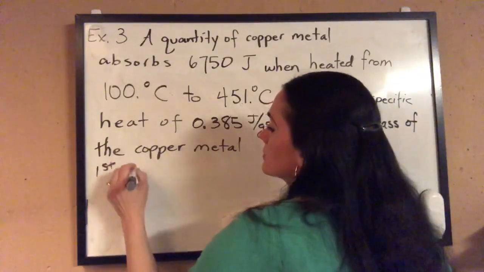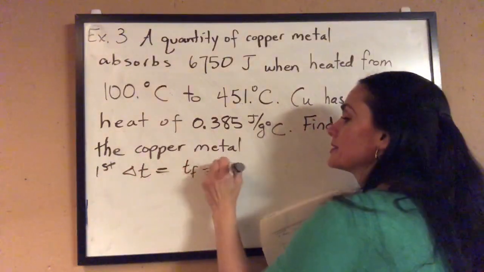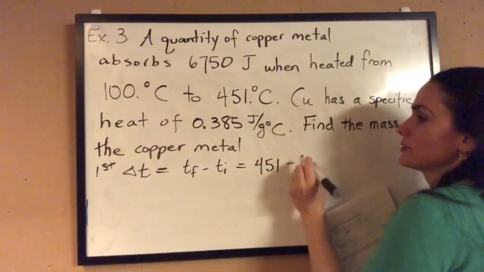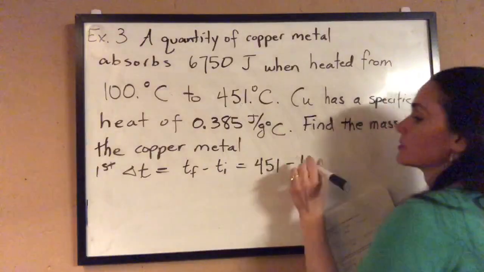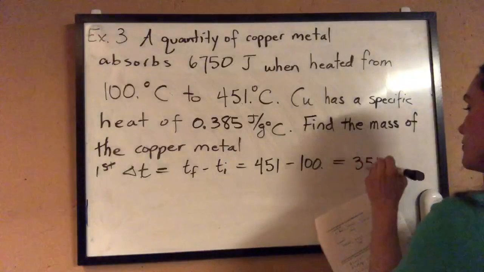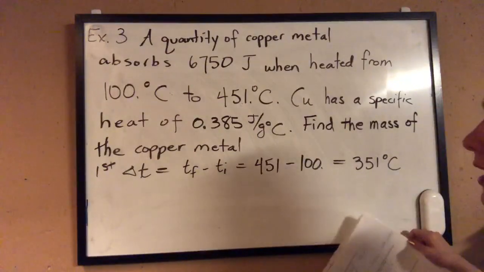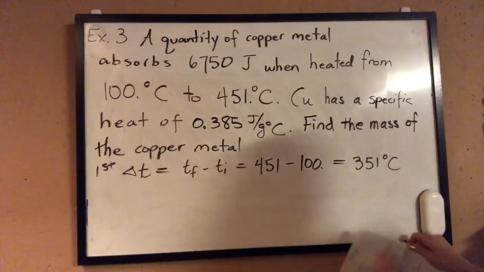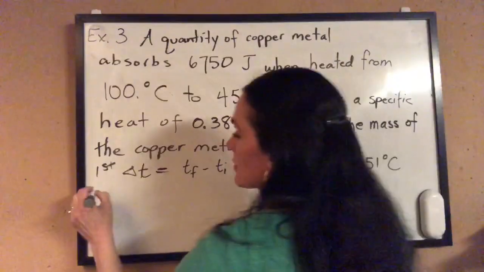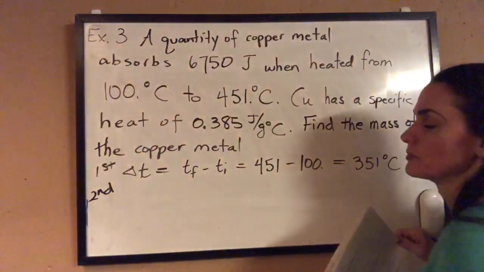Okay. We need to find that change in temperature. Final minus initial. We end up at 451. We started out at 100. The difference would be 351 degrees Celsius. So this metal is being heated up pretty high. Remember, metals have high melting points, so you could actually have this happen.